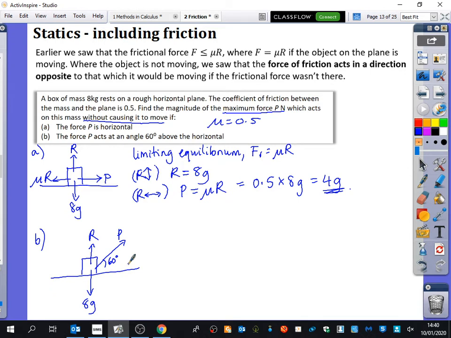I'm just going to give you 30 seconds to decide which forces will have changed here. I just want you to have a think to yourself. You can talk to someone about it. By making P move upwards like this, are there any forces that have changed, and what consequence will that have on this problem? So just have a little think to yourself. You can talk, or you can just think to yourself.